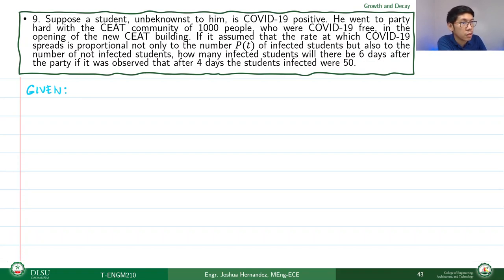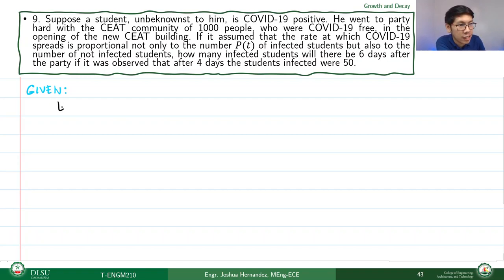So, sabi dito, initially, suppose a student unbeknownst to him is COVID-19 positive. So he went to party hard with the said community of 1,000 people who were COVID-19 free. Sa madaling salita, nung una, kung titignan natin yung buong story ng infection, iisa pa lang yung infected. At yung infected ay yung said student nga, na hindi niya alam na infected siya.